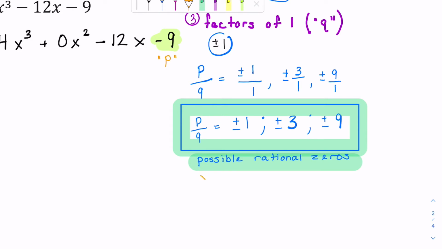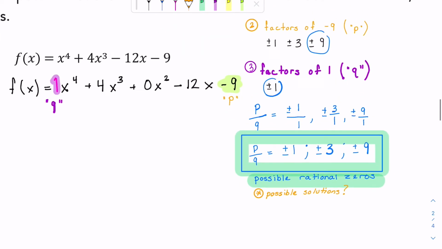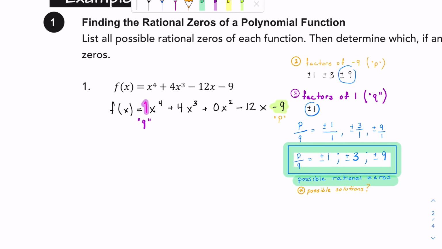So I'm just going to write as a keynote that these are possible solutions. We don't actually know yet. We need to test them. So now you're going to perform synthetic division for every one of these factors until you have your expression completely factored.